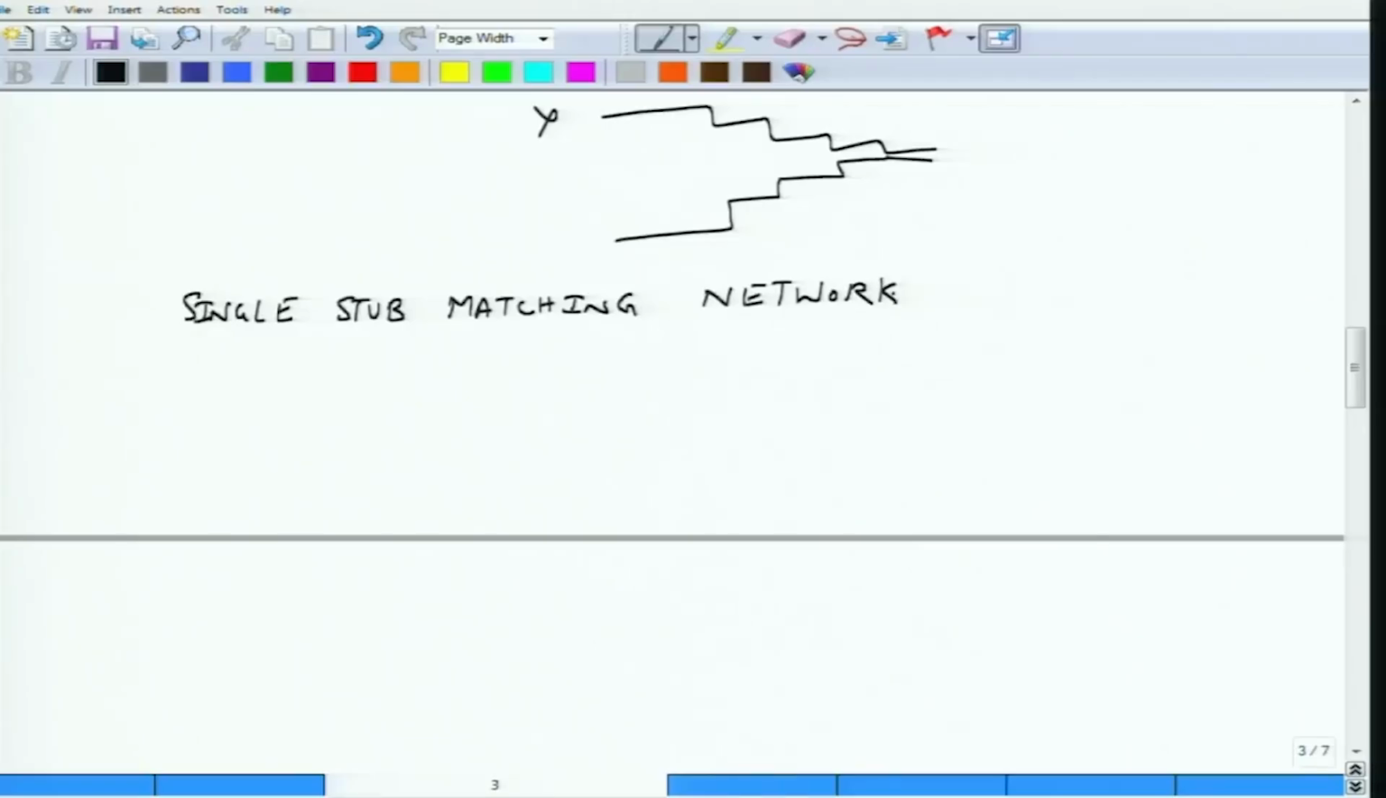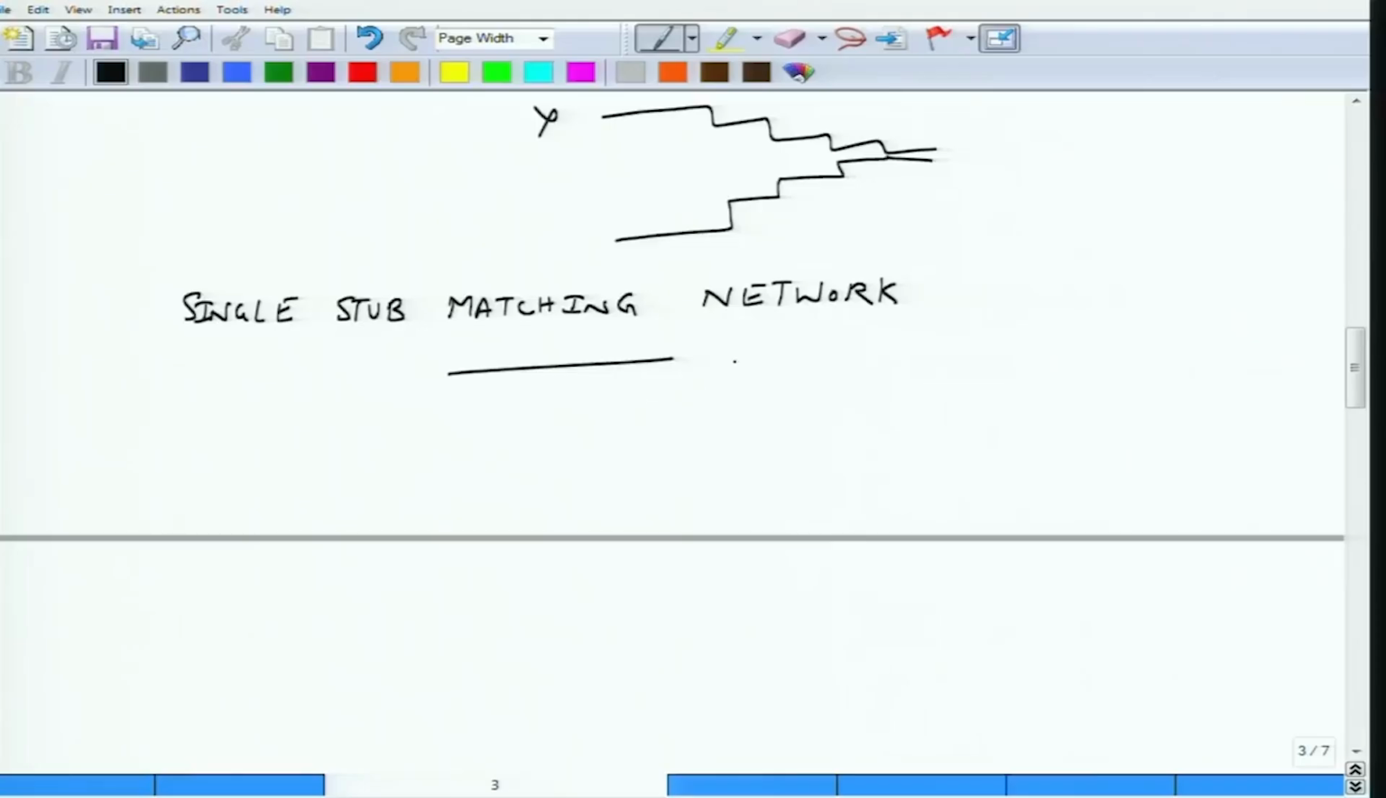It's not really a network, it's just a single stub out there, but sometimes these matching networks were used in the earlier literature, so we just colloquially call this a single stub matching network. Okay, so the basic idea is this. Go slowly over here, understand the basic idea, and the numerical examples will very easily follow.